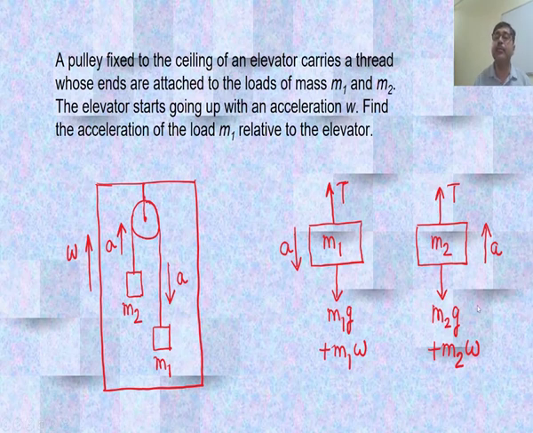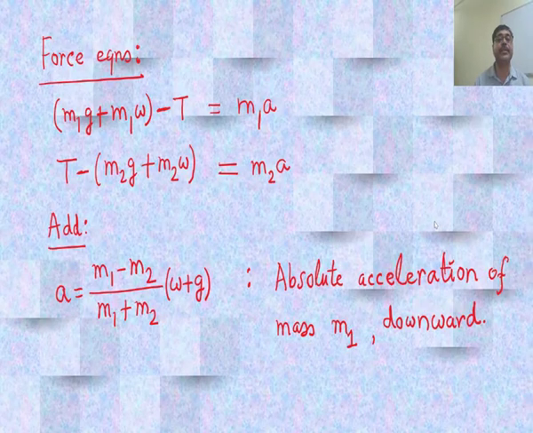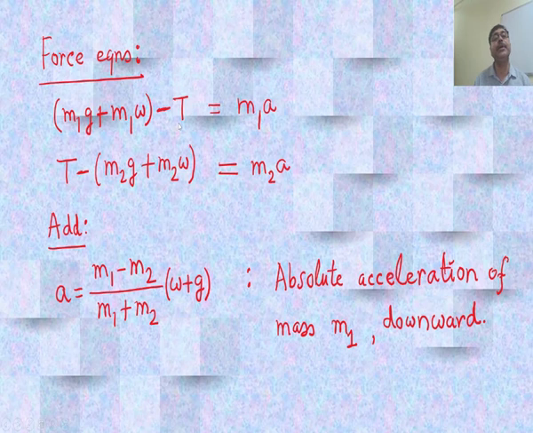And this is true for the mass M2 also. The only difference between the masses M1 and M2 is that the mass M1 has an acceleration downward and the mass M2 has an acceleration upward. And the tension capital T on the thread is acting upward in both cases. So this is the total situation of the forces. Now let us go to the force equations. For the mass M1, because it is moving downward, its effective force downward will be M1g plus M1 omega minus capital T, and that will be nothing but M1a.